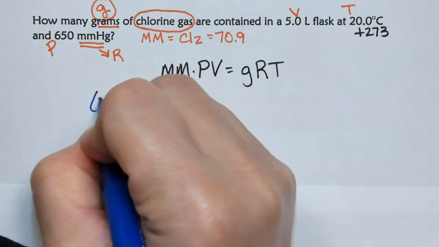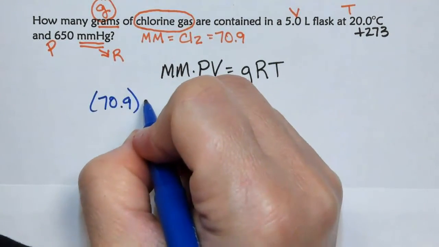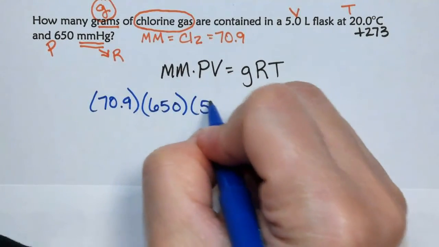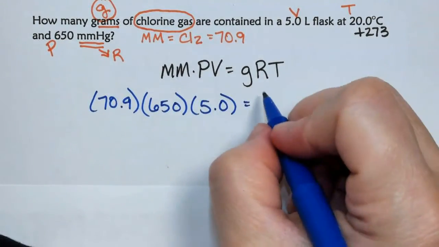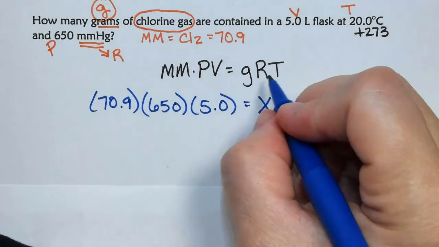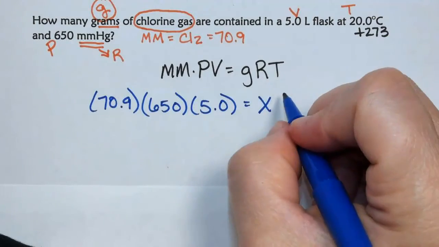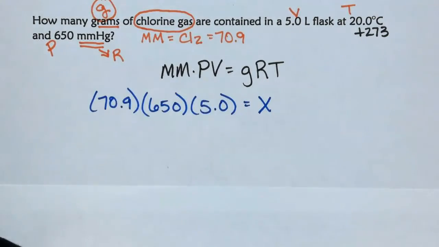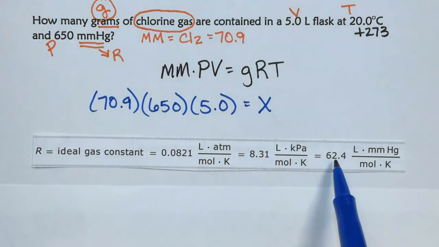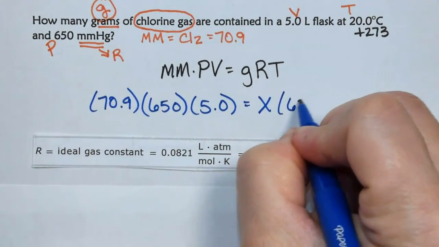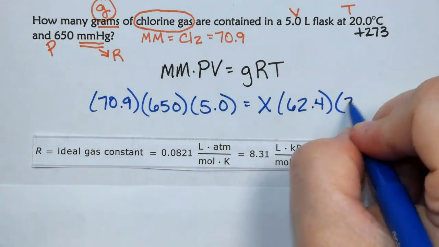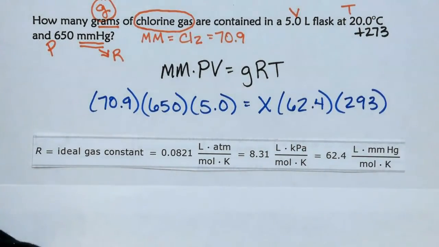So now I can plug in the values in my equation. The molar mass is 70.9 times the pressure, 650, times the volume, 5.0 liters, equals the grams, X, which is what I'm trying to find. The R value is going to match this, millimeters of mercury. So I'm going to look at my little chart, and there's millimeters of mercury, so 62.4 will be my R value. And then my temperature, I have to add 20 plus 273, which gets me 293.